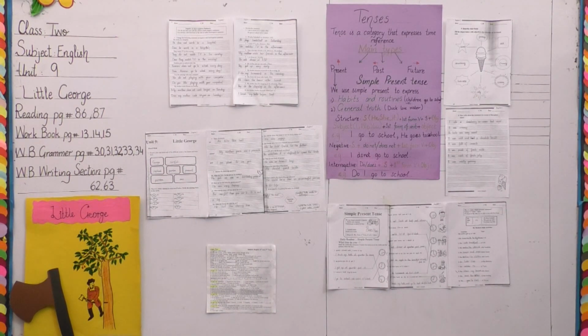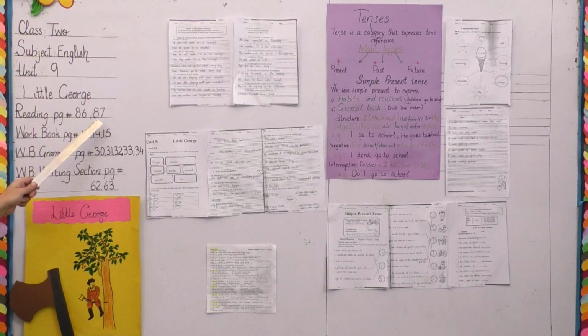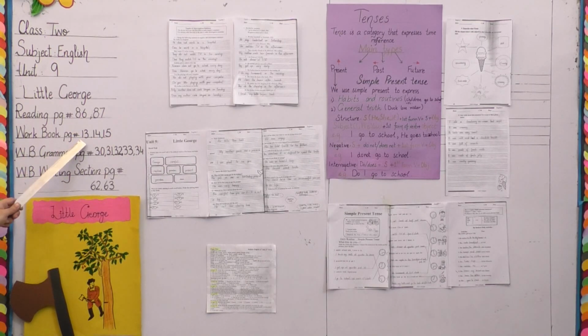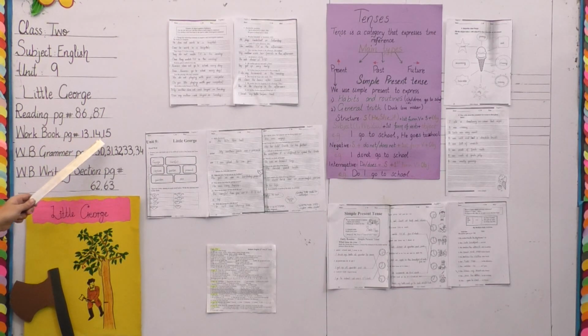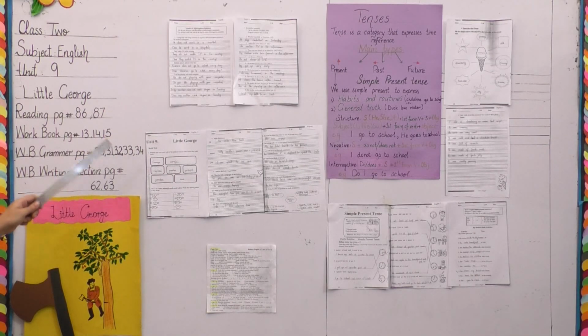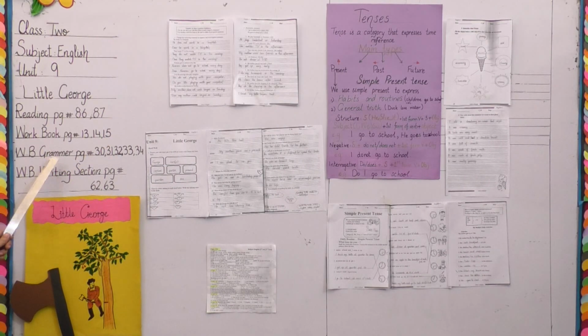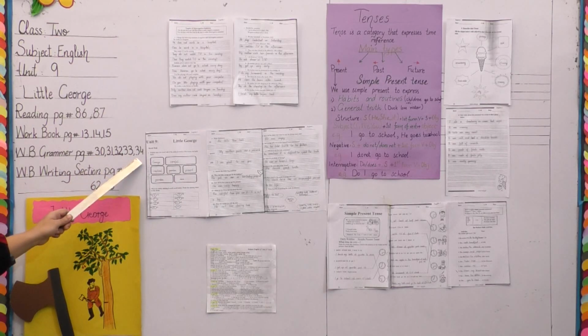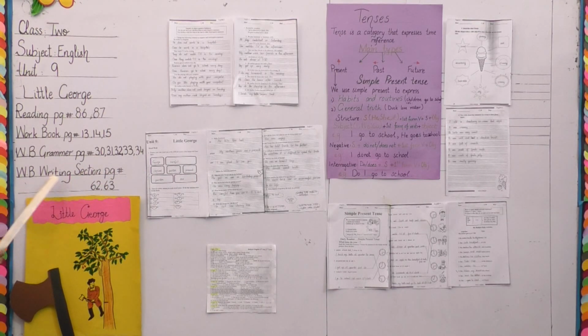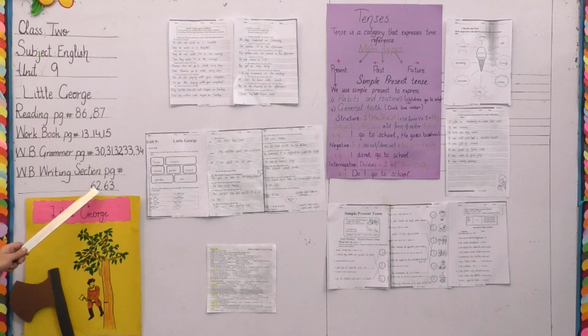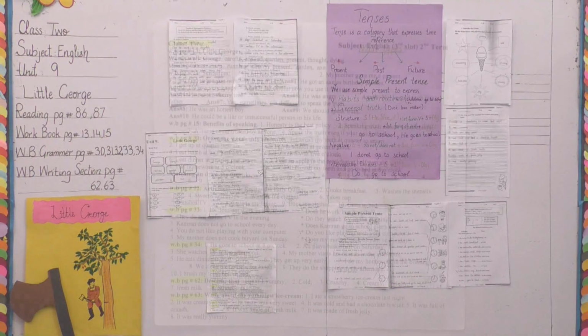Last lecture, we completed our reading of Little George. We did reading from page number 86 and 87. Now we are going to do workbook pages 13, 14 and 15 in our exercise, grammar pages from 30 to 34, and the writing section of workbook page number 62 and 63.